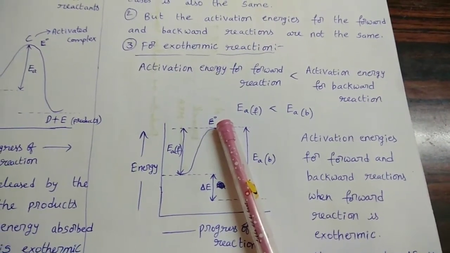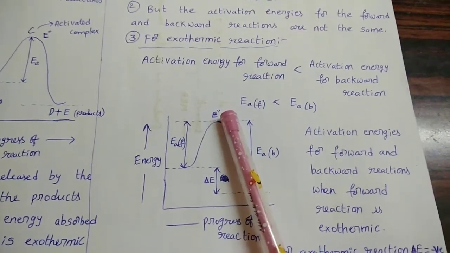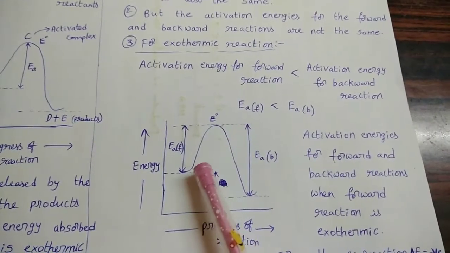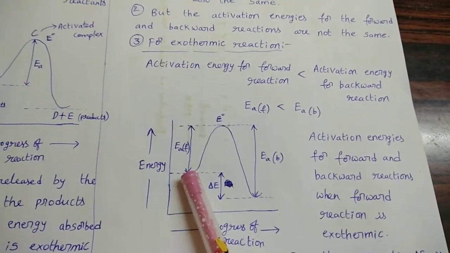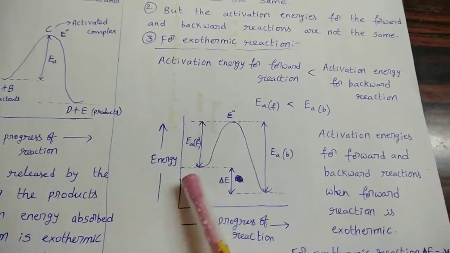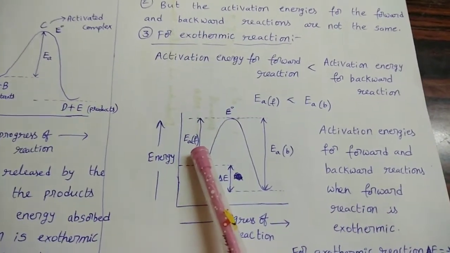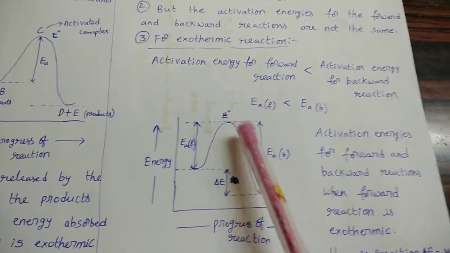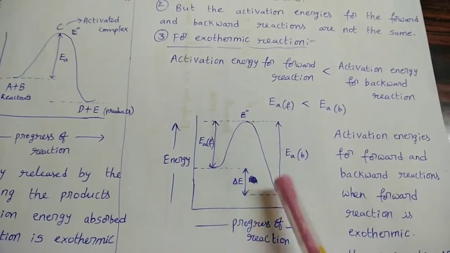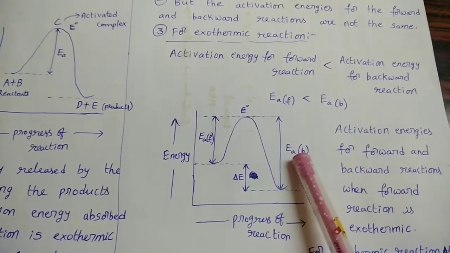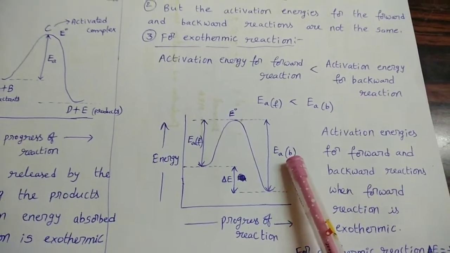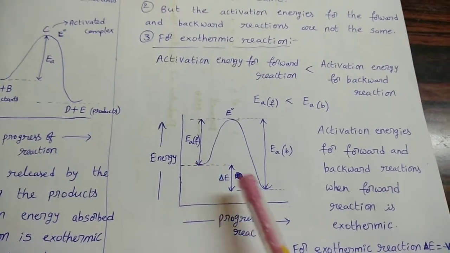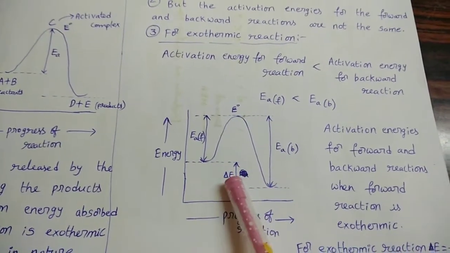Already in the last class we completed. Threshold energy symbol is E0. So E0 represents activation threshold energy. Now the energy gap between energy of the reacting molecules and threshold energy is called activation energy. So here this activation energy is related to forward reaction, and the energy gap between threshold energy and energy of the products is called activation energy for backward reaction, symbol EAB. The energy difference between energy of the reacting molecules and energy of the products is called delta E.